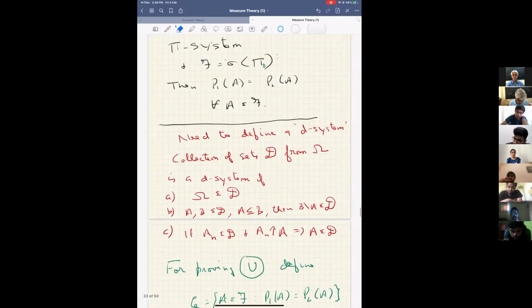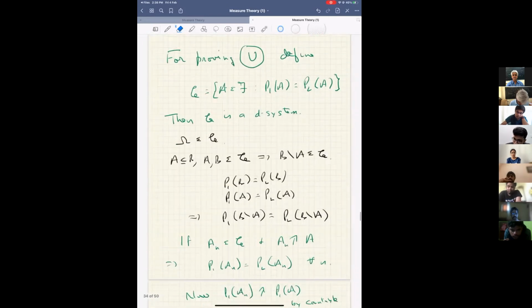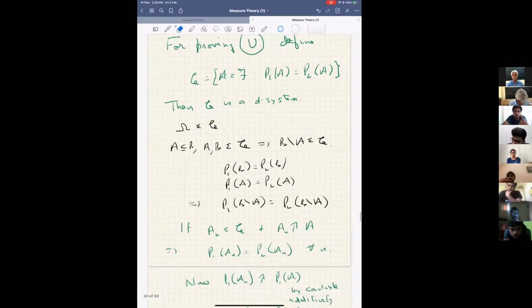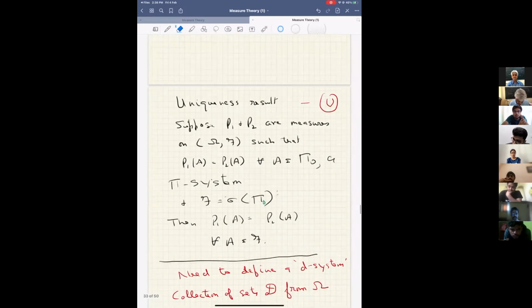For proving U, I guess I must have defined it. Surprised for how it happened in these notes. Yeah, U must be this result, I guess. Yeah, this is U, sure.